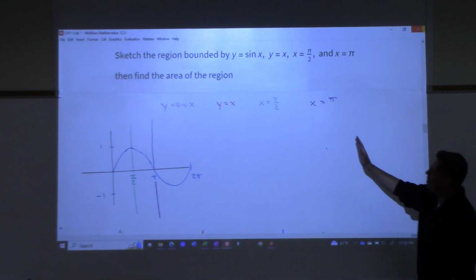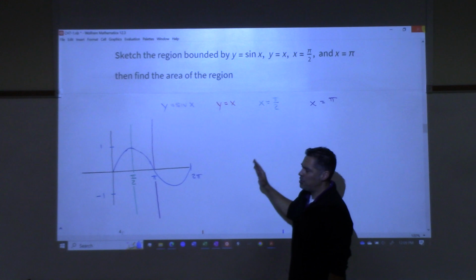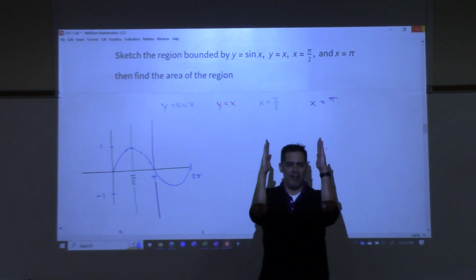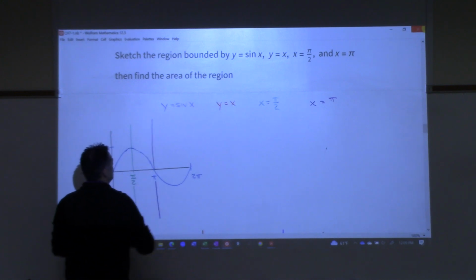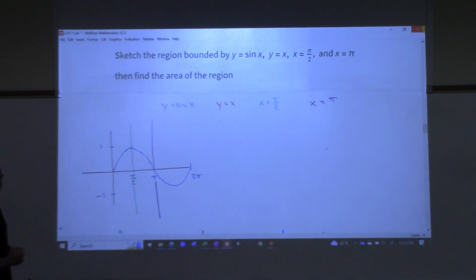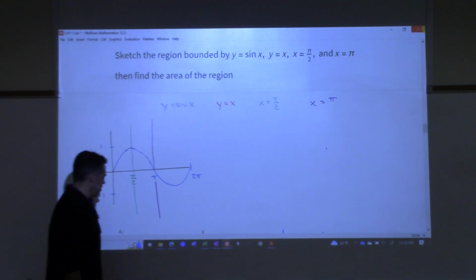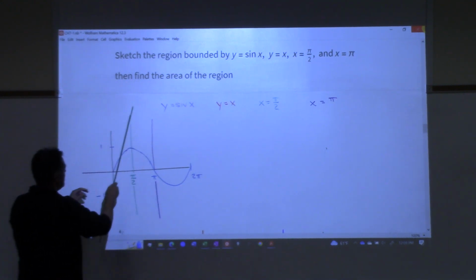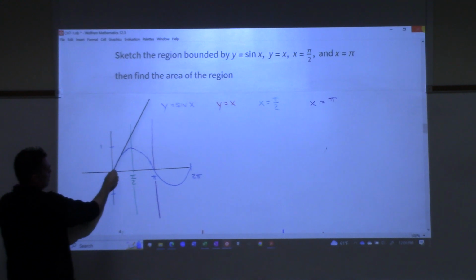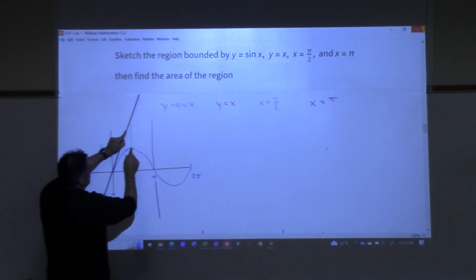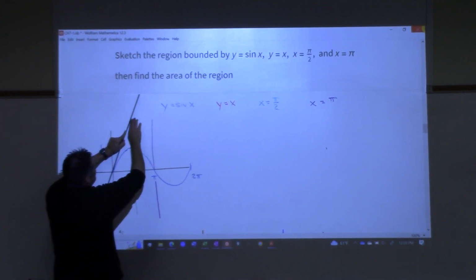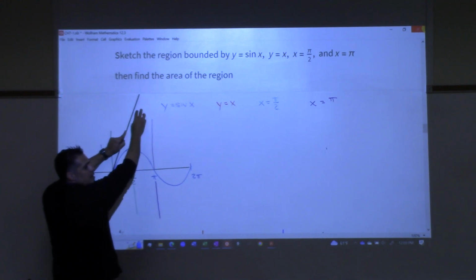So I jumped to these two. x equals pi over 2, x equals pi. Those are vertical lines. The question is, where is this y equals x? What does it look like? Because if it looks like this, do y'all see the region or not? It's like here, there, all of that up to the line. It would be right in here, right?